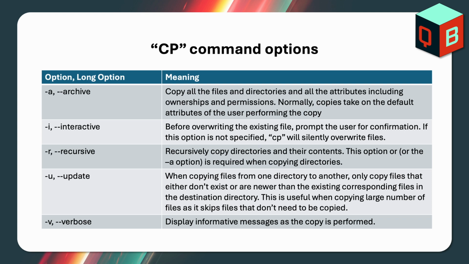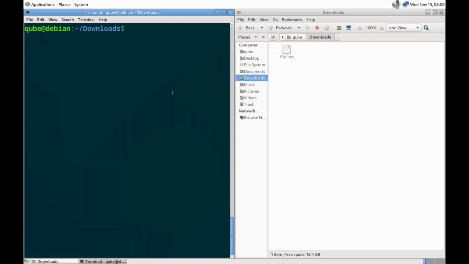Now, let's use our knowledge to practice some examples. We use cp space file1.txt space file2.txt command to create a copy of file1.txt. If file2 exists, it will overwrite file2 with file1's contents. Let's add -i option to it. If file2 exists, this command will show prompt to the user before it is overwritten.